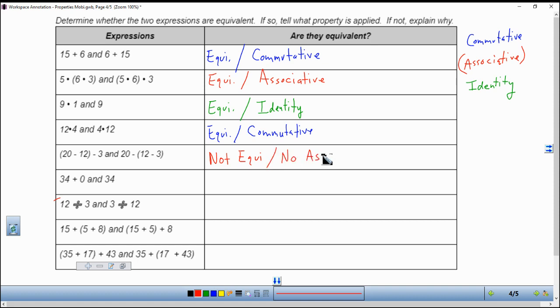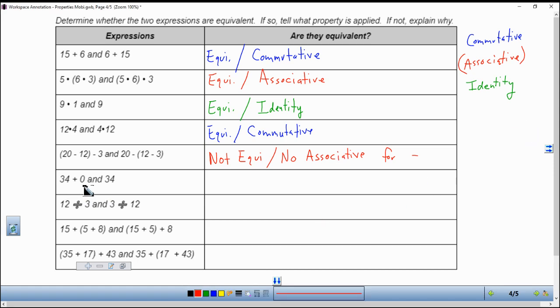Okay, so there's no associative for subtraction. There isn't, or division. So if you ever see something that looks like associative property, but it's subtraction or division, it's not equivalent. Not equivalent. All right, next one.